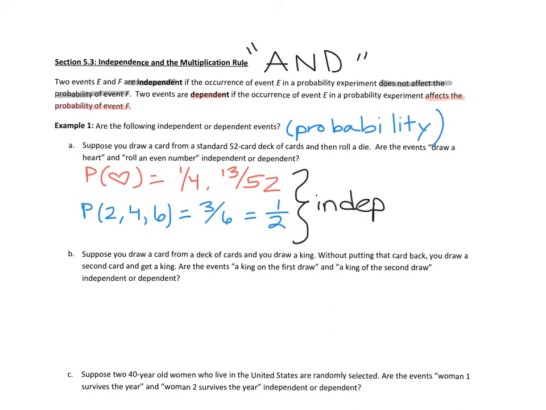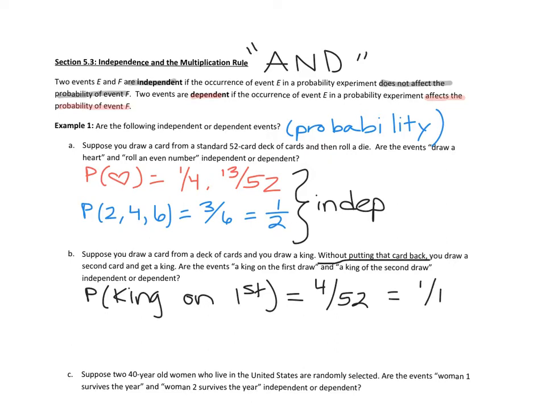Suppose you draw a card from a deck of cards and you draw a king. Without putting that card back, that's going to be important. Without putting that card back. So we started with 52 cards. If we don't put it back, now we have 51 cards. So without putting the card back, you draw a second card and get a king. Are the events a king on the first draw and a king on the second draw independent or dependent? Okay, well, let's write it out. So the probability of getting a king on the first draw: how many kings are in a deck? How many cards? Good. So we have a 1 in 13 chance of getting a king.